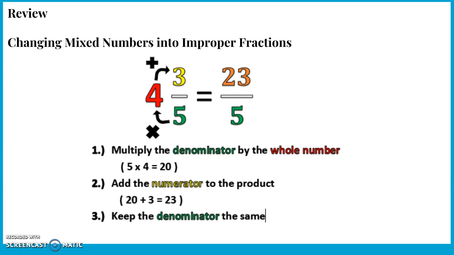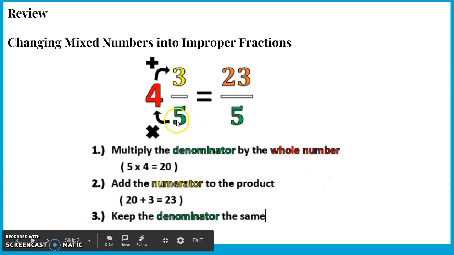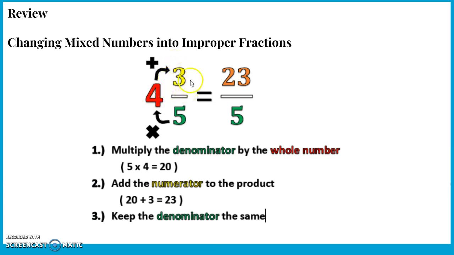In order to do that, we first multiply the denominator, which is the bottom number in the fraction, by the whole number. In this case, 5 times 4 is 20. Then we add the numerator. 20 plus 3 is 23. And we keep the denominator the same.